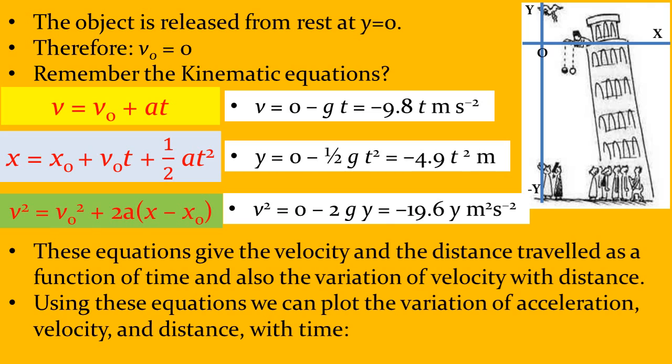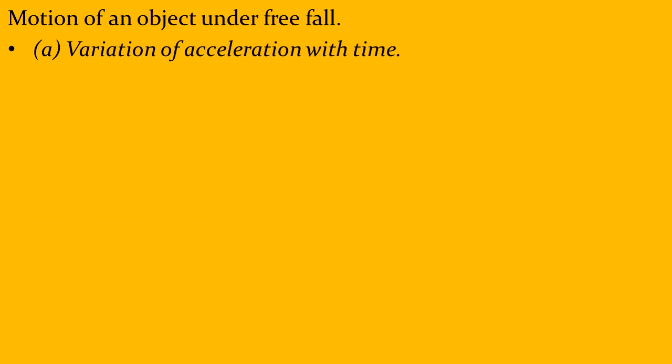Now I have these three equations. I simply keep changing the time and I know what is the change in acceleration, what is the change in velocity, and what is the change in distance. Now let us see the variation of acceleration with time.